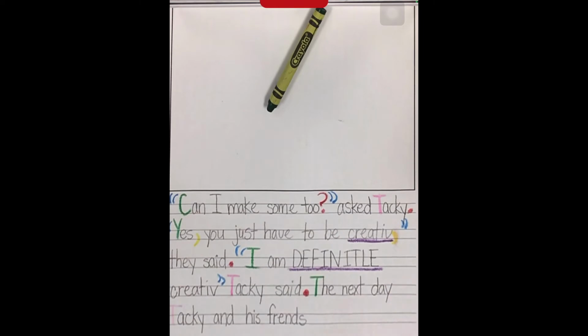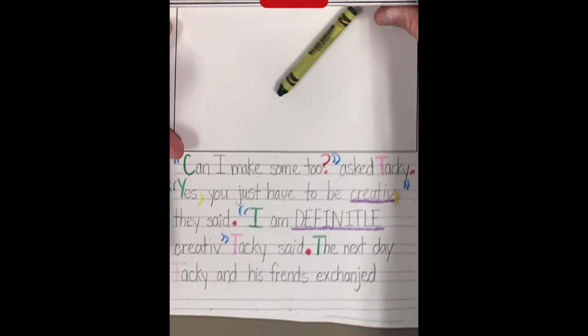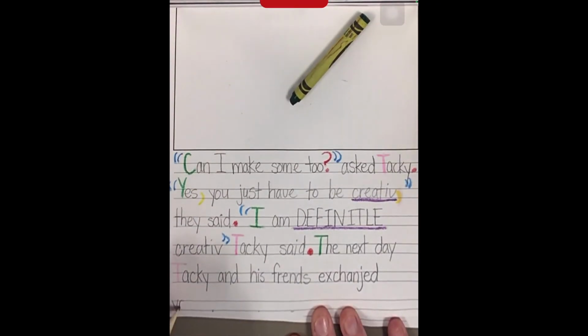The next day, Tacky and his friends, oh, I'm going to use a purple word. Exchanged. That word's tricky, so I'm going to sound it out. E, x, ch, ch, ch, a, n, j. J. Two letters means it already happened in the past. E-D says D. The next day, Tacky and his friends exchanged, I know how to spell valentines, because that's in my word list room. Tacky and his friends exchanged valentines.